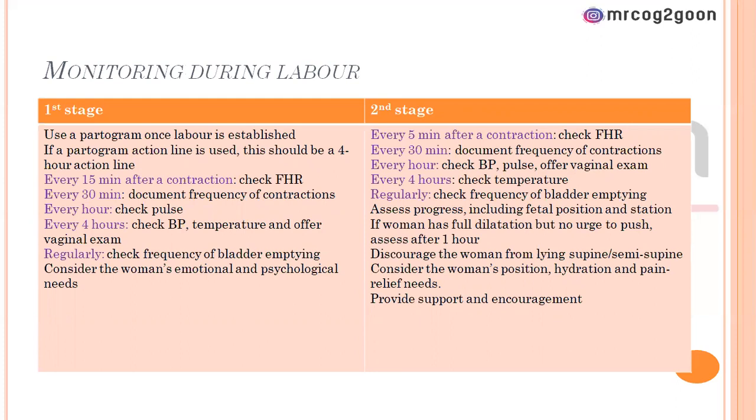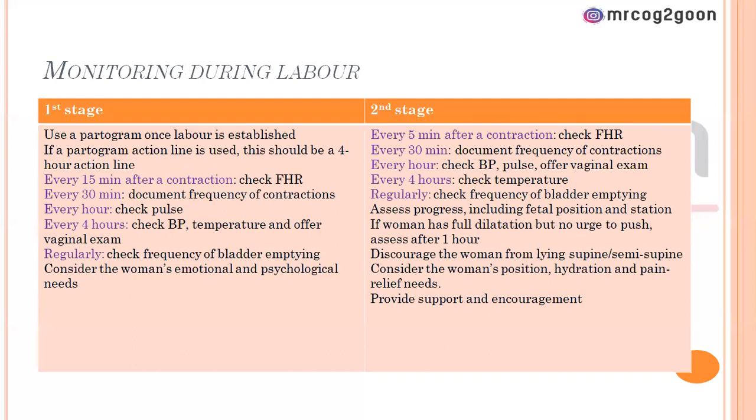For the second stage, every 5 minutes, we will check fetal heart rate. Every 30 minutes, also the contractions. Every hour, before we were only checking pulse; now we are checking pulse, blood pressure, and vaginal examination. So vaginal examination in first stage is every 4 hours, in second stage every hour. And every hour here will also be temperature, and the bladder emptying we should check regularly.